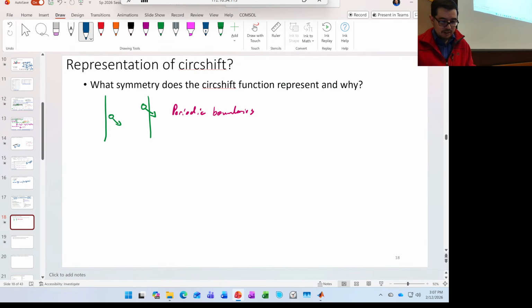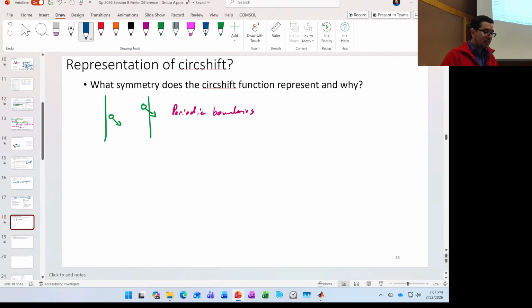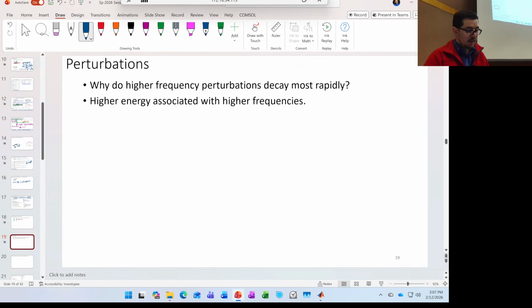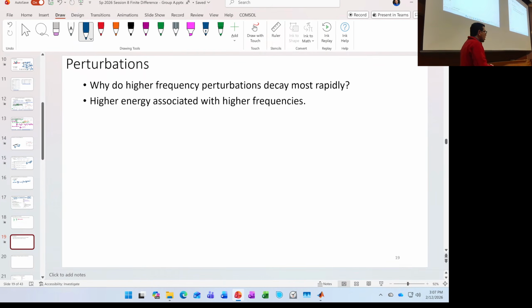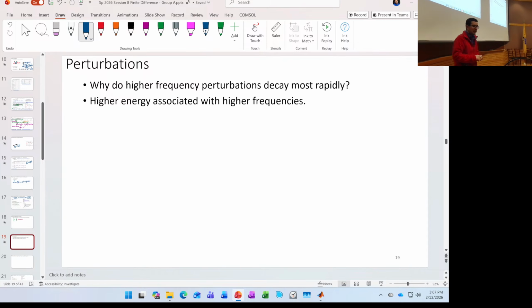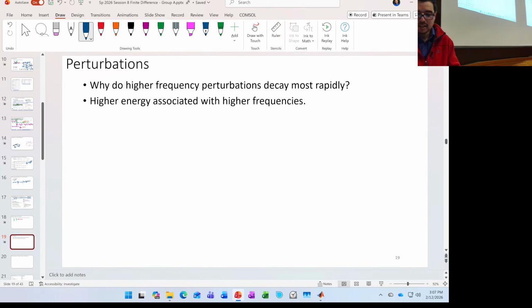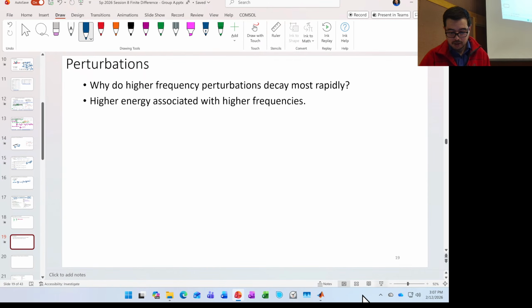All right. So the circ shift is a periodic boundary condition. Okay? When we apply it, let's do some examples, and we're running out of time.